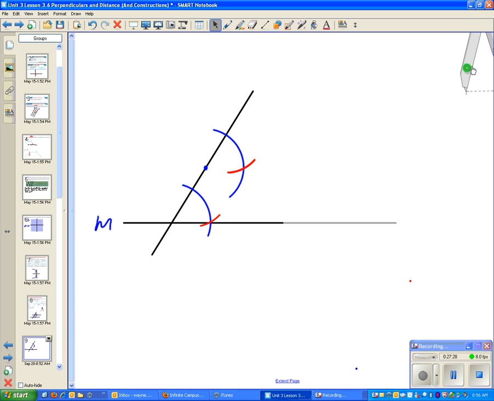Now we take our straight edge. We go through the point we put on the transversal and through where our arcs intersect. And we have constructed parallel lines. Worked out better this time? All right. Questions?